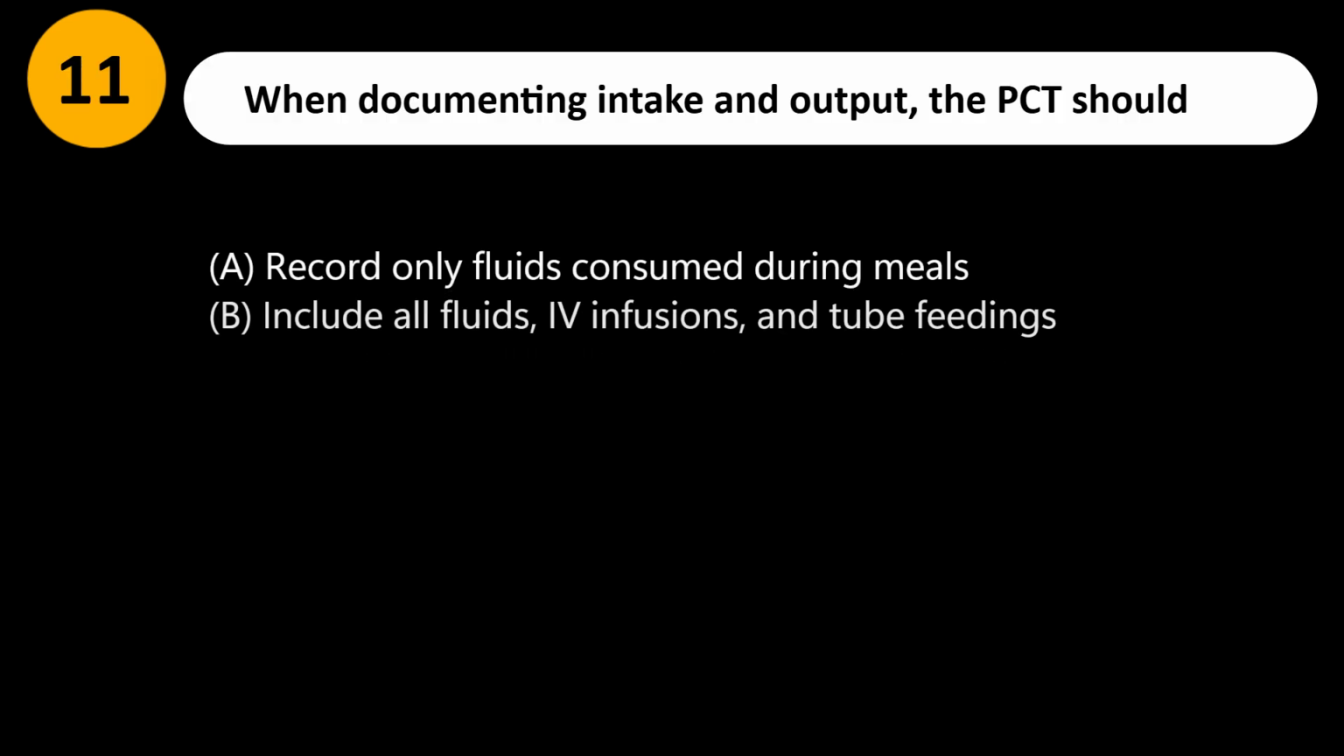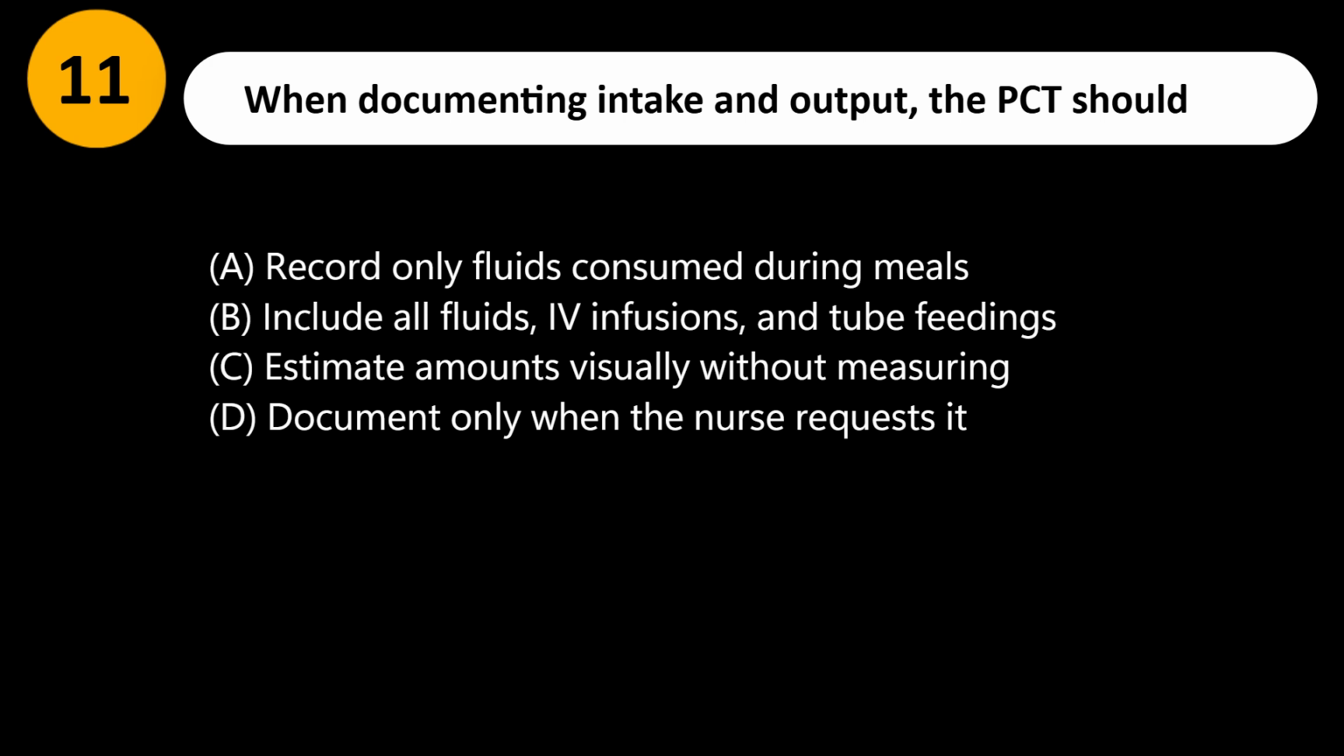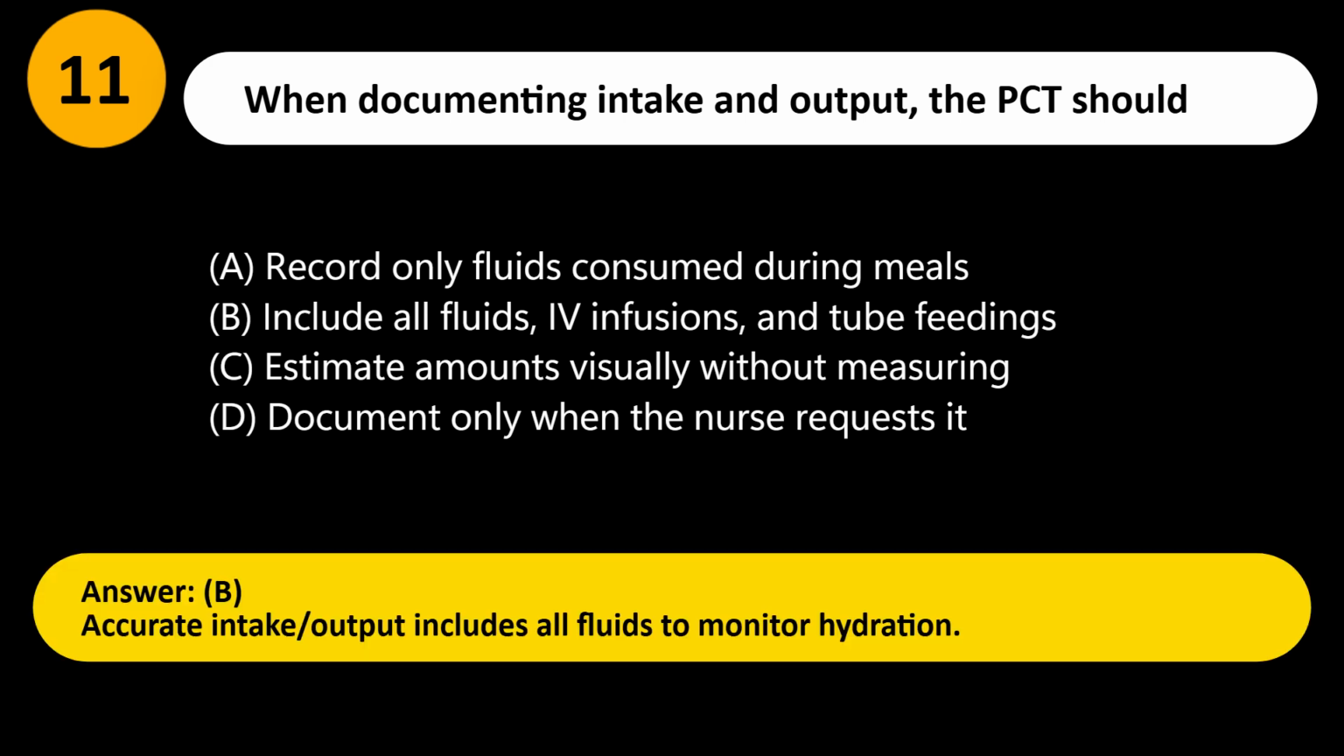When documenting intake and output, the PCT should: A. Record only fluids consumed during meals. B. Include all fluids, IV infusions, and tube feedings. C. Estimate amounts visually without measuring. D. Document only when the nurse requests it. Answer: B. Accurate intake and output includes all fluids to monitor hydration.